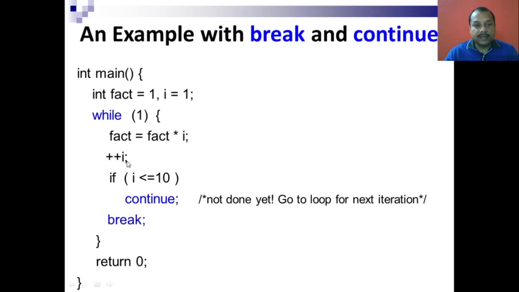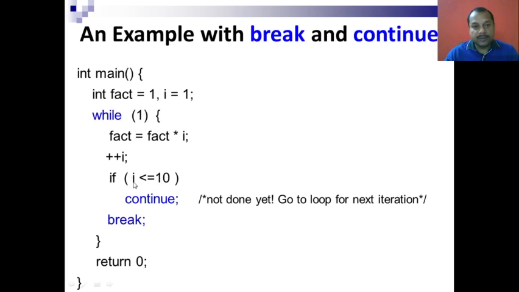Now once the i is incremented, then I am testing whether i is less than or equal to 10 or not. If i is less than or equal to 10, then I am writing continue. If I write continue, then what will happen is that it is not done yet, go to the loop for the next iteration. So from here directly it will go here, and the program will keep on executing in this loop. So from continue it will go to while, then fact, then i plus plus, then this condition will be tested, then continue, it will go back if it is true.